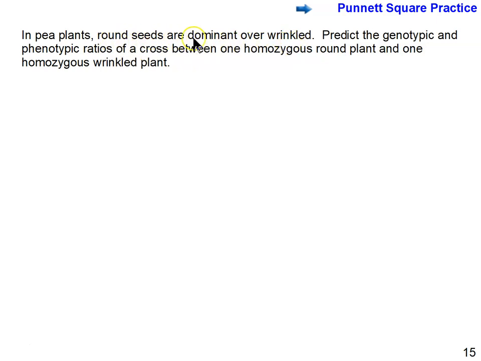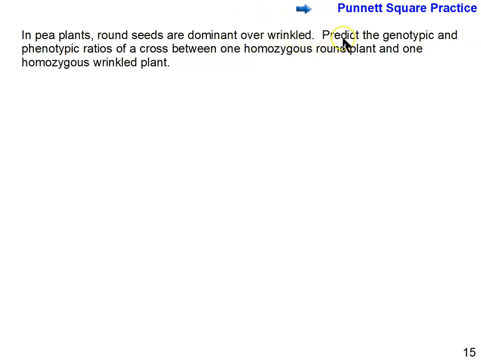So round seeds are dominant over wrinkled. That's an important piece of information. What you'd want to do here is come up with a symbol to represent the allele for round, and a symbol for the allele for wrinkled. By convention, we usually choose the first letter of the dominant trait to be the symbol. In this case, round is dominant over wrinkled, so we would go with R. Round would be an uppercase R. Wrinkled then wouldn't be W, it would be a lowercase r.